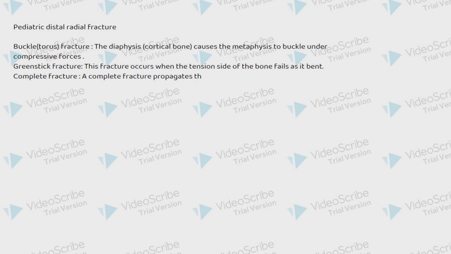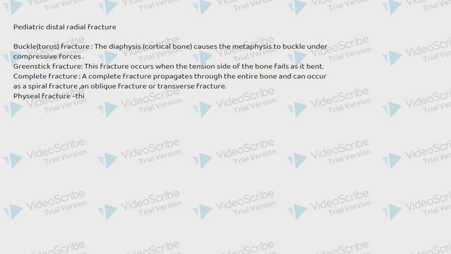Physeal fracture involves the growth plate. The distal physis is the most commonly injured physis. This type has the Salter-Harris classification. In plastic deformation, this occurs when a large amount of force is placed on the bone and the bone stays in a deformed position even after the force is removed, most commonly in the ulna.